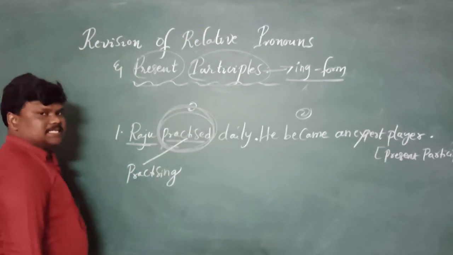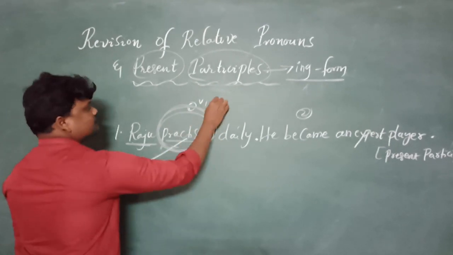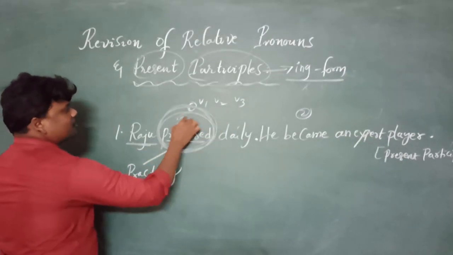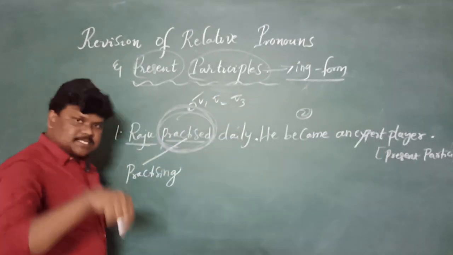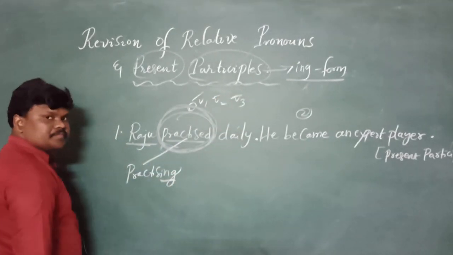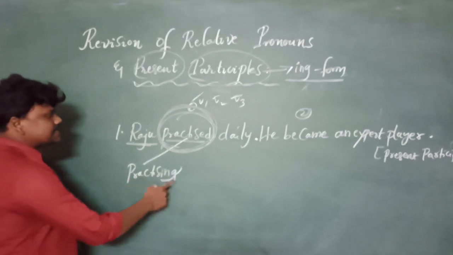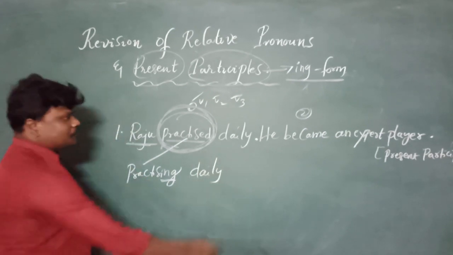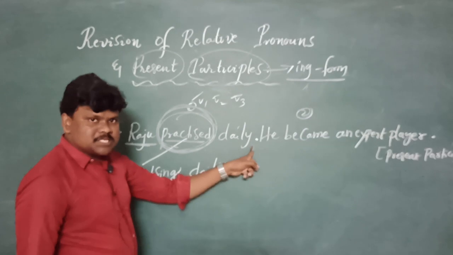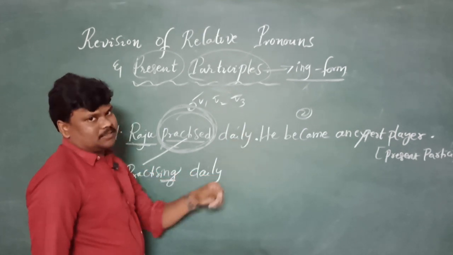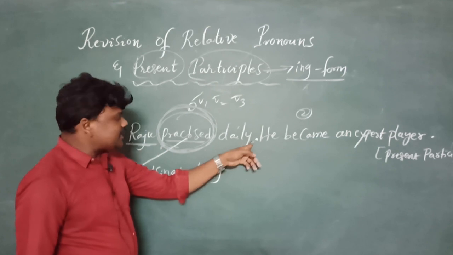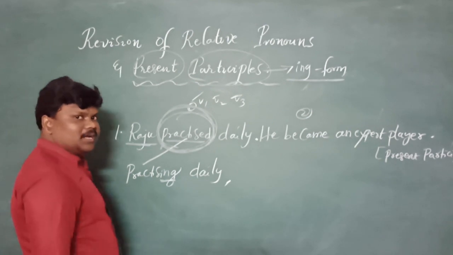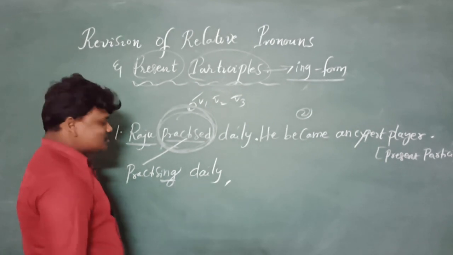Whatever the verb is, whether it is V1, V2 or V3, we must start our answer with ing. Practicing daily, up to the full stop or up to the end. Sometimes in this place there will be 'and'. Identify carefully. So, practicing daily, here a comma is compulsory. If you forget the comma, you will go into a coma without any doubt. So don't forget the comma here.